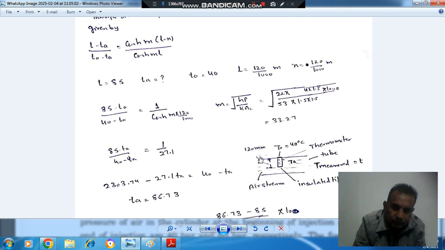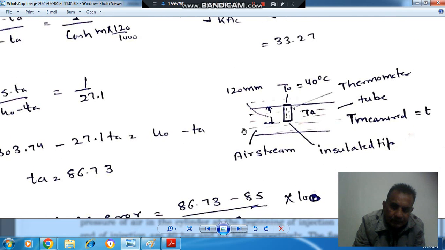So here this is the schematic diagram. This is your thermometer and it is placed in air which is in a tube. This is the air stream and this is your tube, and this is the base of the thermometer, and this is your protective well filled with oil and the thermometer is inside it. So this can be assumed as an insulated tip of the thermometer, and this is the base of the protective well. This is maintained at 40 degrees Celsius.